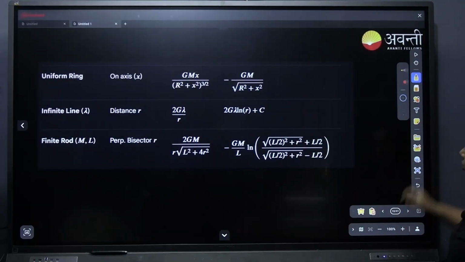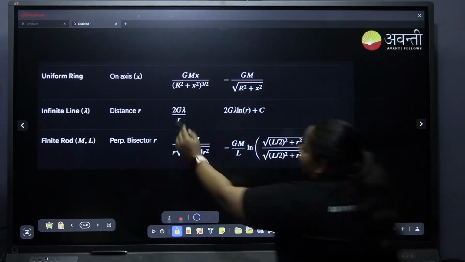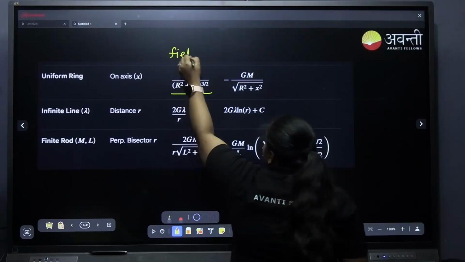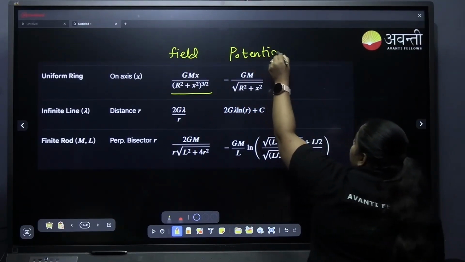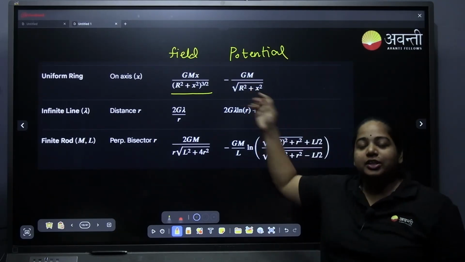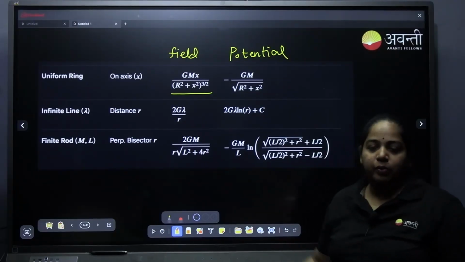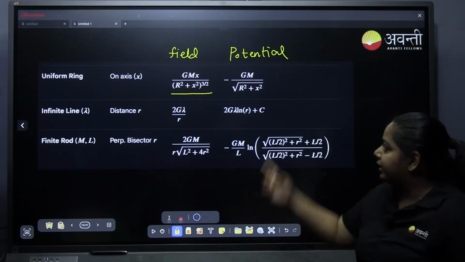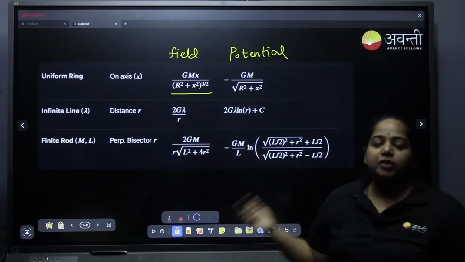Now coming to other things, you can see that for a uniform ring on axis, what is the field? This is the field and this is the potential. Field and potential, you can compare this equation with electric field and potential due to a ring. Same formulas, we are only replacing the quantities. Instead of k it will become G, instead of q it will become m.